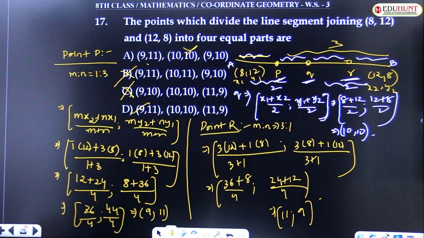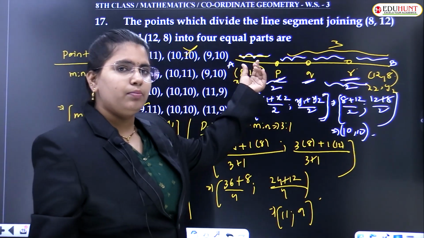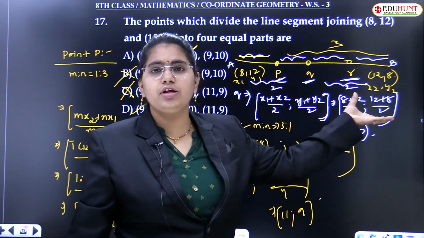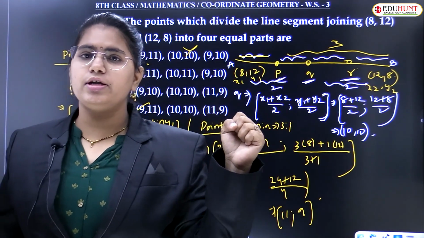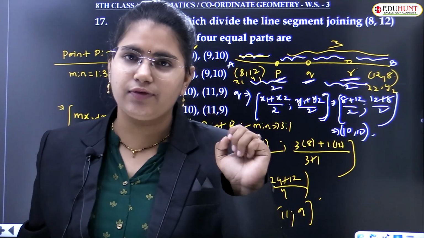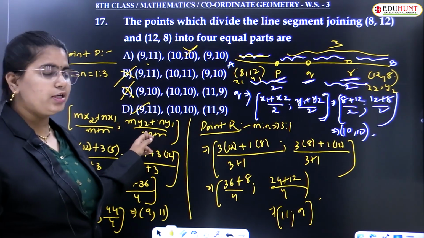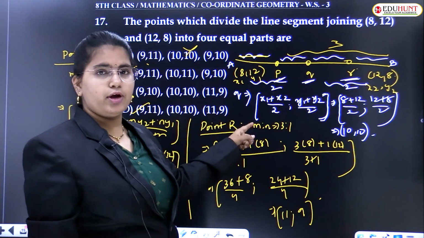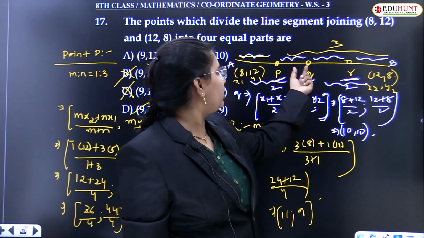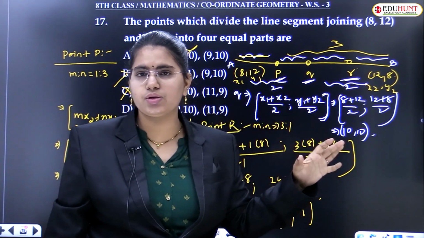Just look at that. Did you understand? Point Q I found by using the midpoint formula, whereas P and R I found using the section formula, the internal division formula, right? What is the internal division formula? (mx2 plus nx1) by (m plus n), (my2 plus ny1) by (m plus n). What is the midpoint formula? (x1 plus x2) by 2, (y1 plus y2) by 2. So whenever it is a midpoint, I just add together and divide by 2. Hence I got the coordinates of point Q.